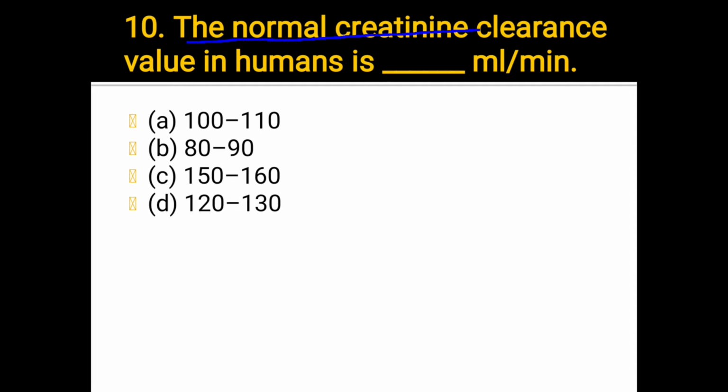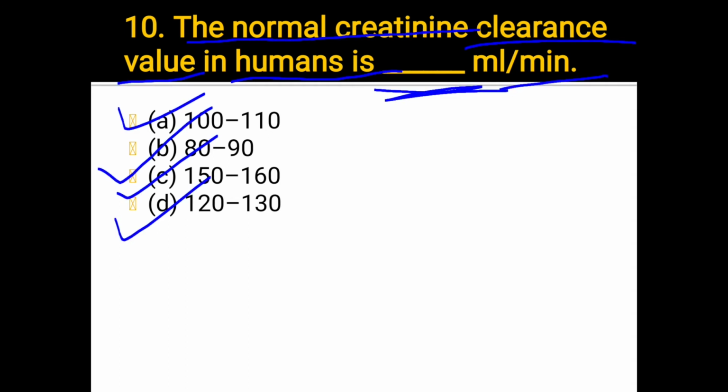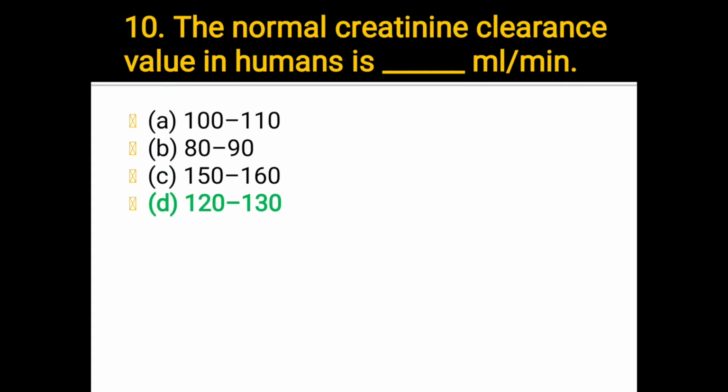The normal creatinine clearance value in humans is dash ml per minute. A. 100 to 110, B. 80 to 90, C. 150 to 160, or D. 120 to 130. Which one answer? The answer is D. 120 to 130 ml per minute. Okay. Next, 11 number question.